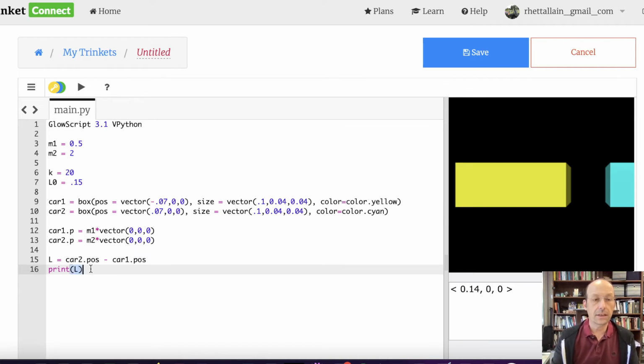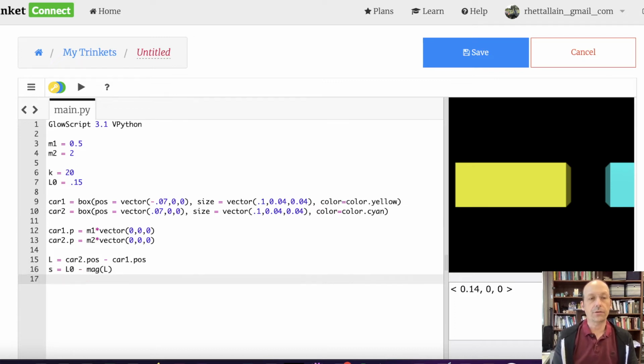Okay. Let's actually say S equals the magnitude of L0 minus the magnitude of L. I'm going to need that to calculate the spring potential energy, so I just want to write that down so I have it right there. Okay, so I have K, I have the mass. I think I'm okay to start calculating stuff. Let's just jump into it.